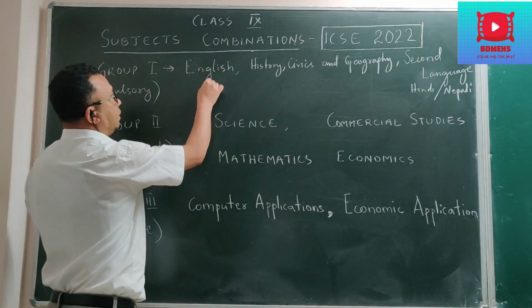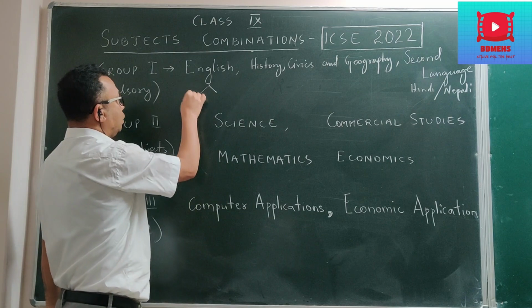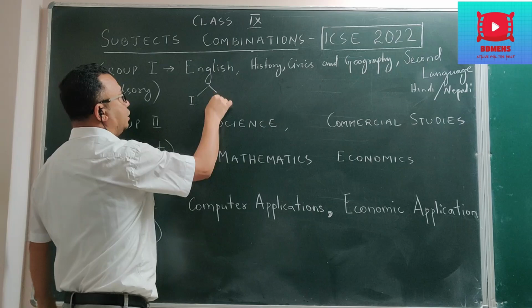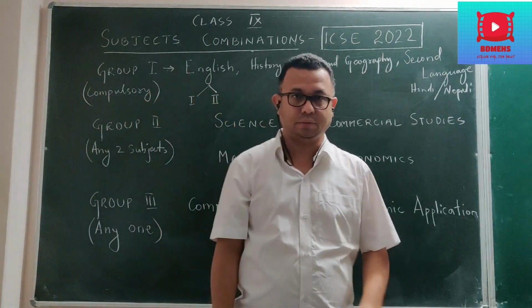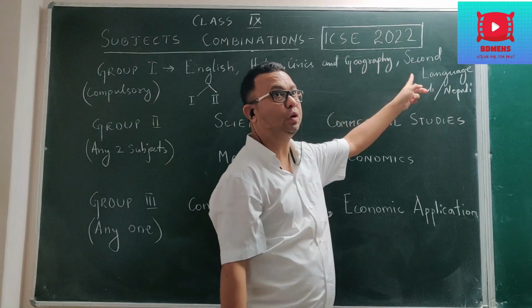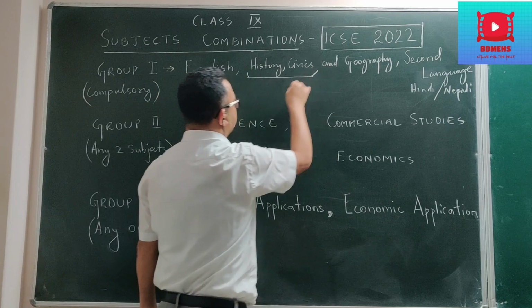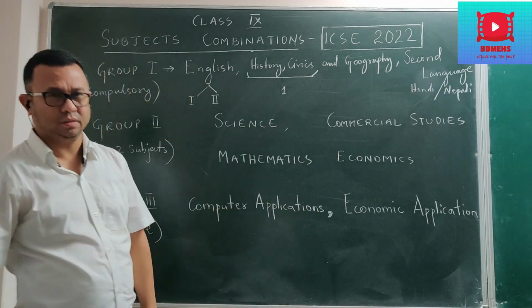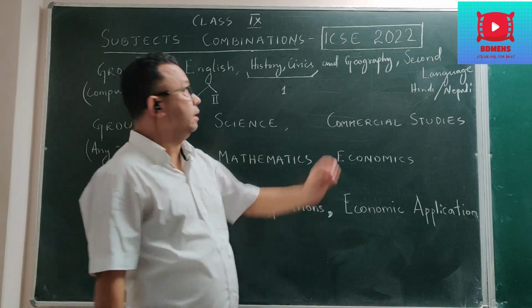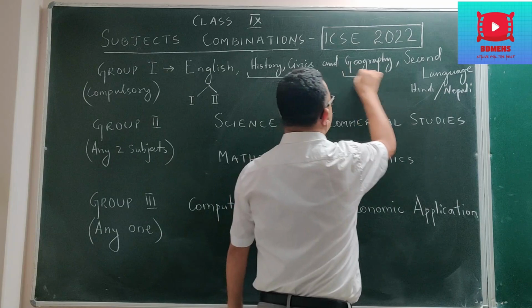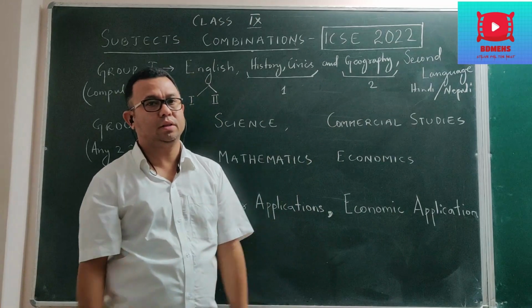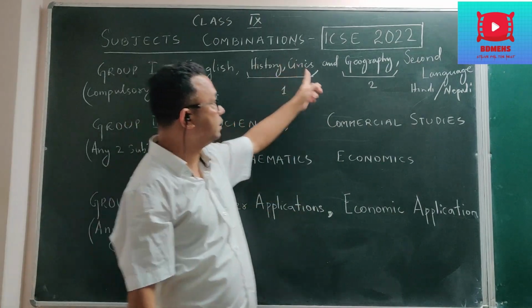English is divided into 2 English papers. The first English is what we call English 1 or English language, and the second is English 2, which is English literature. Similarly, as the name itself suggests, history, civics and geography: history and civics is one subject and it is written as history and civics, and the other one is geography. So these 2 subjects combined together become a single subject, that is history, civics and geography.